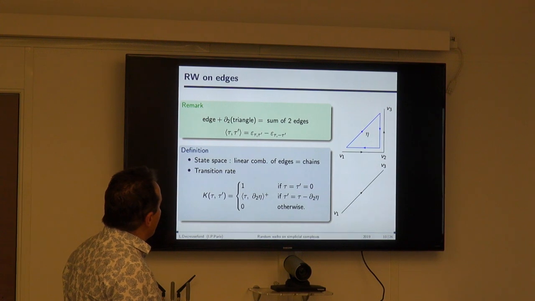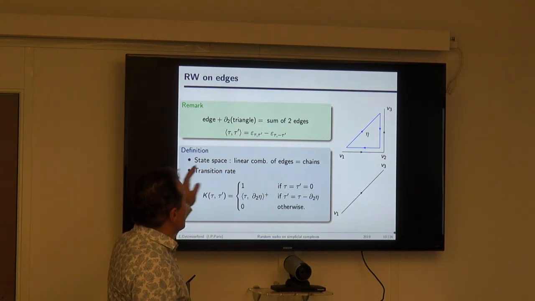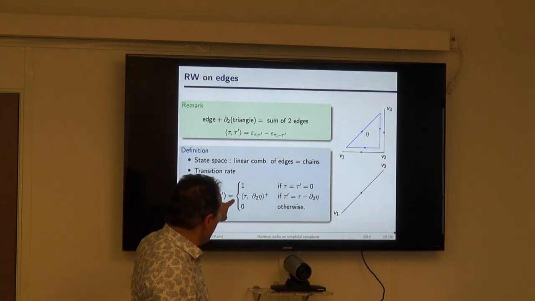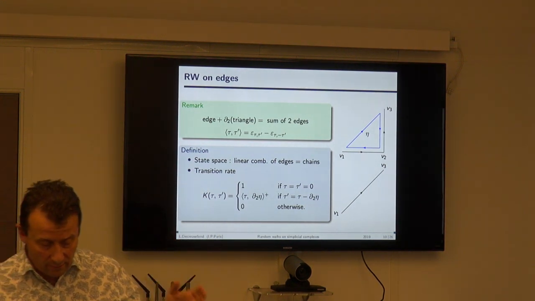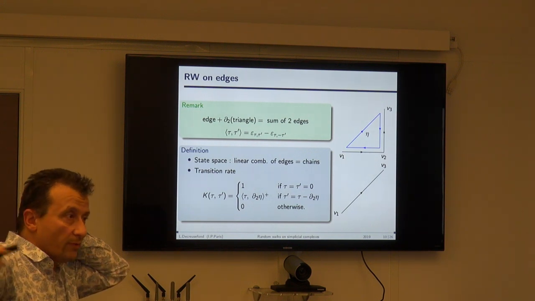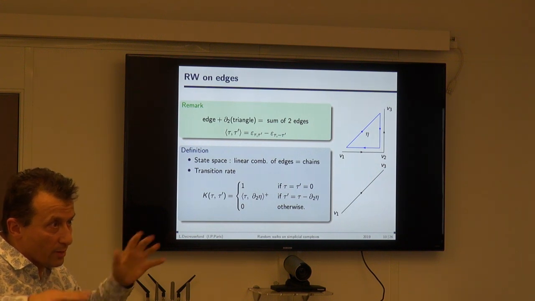So that means the transition rate for k, tau and tau prime is 1. If tau equals tau prime, you get 0. That means if you have an empty chain, you are stuck in the empty chain. You can't create anything from 0.